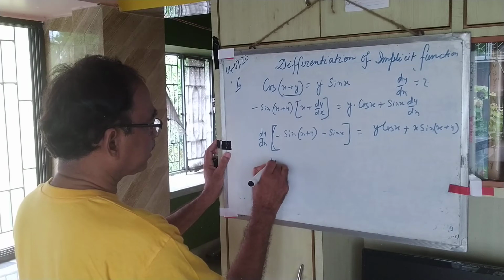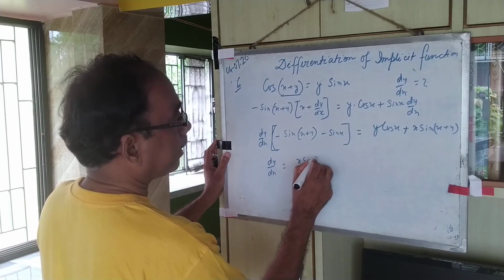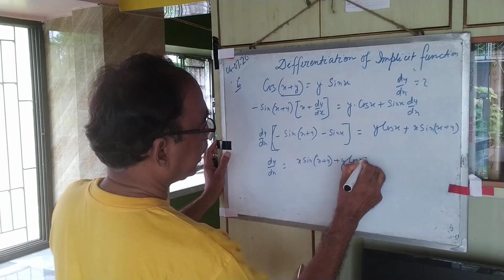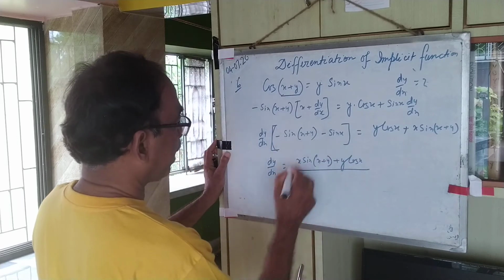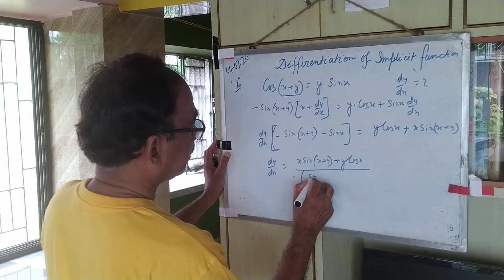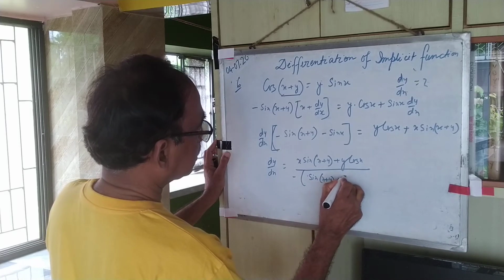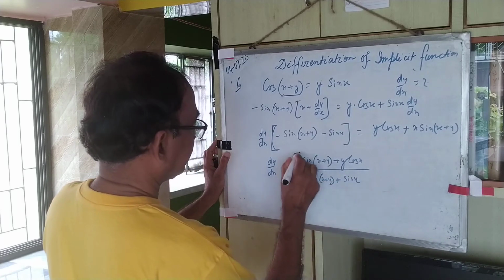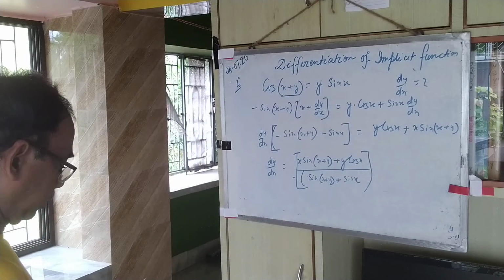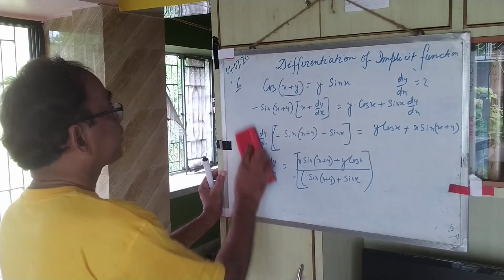Then dy by dx equals y cos x plus sin of x plus y over this, minus is common, sin of x plus y plus sin x. This is the differentiation of this function. Next, sum number 7.